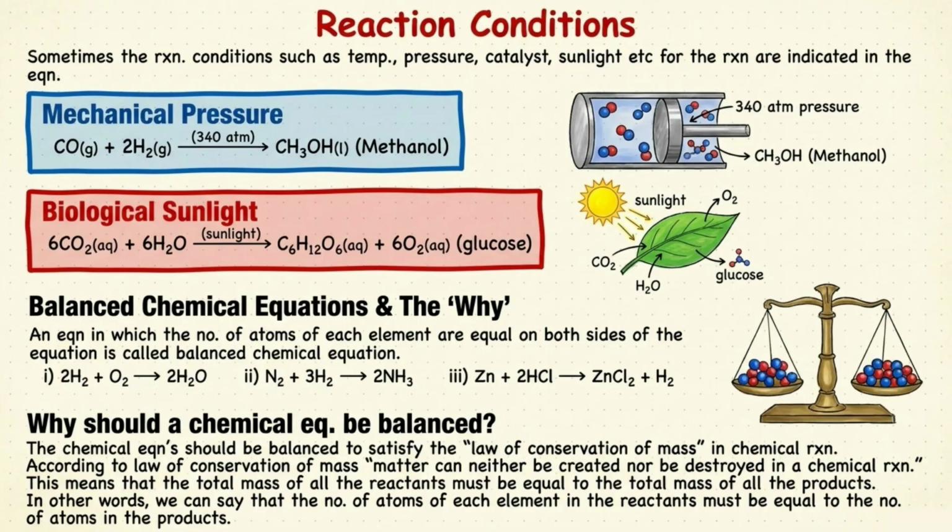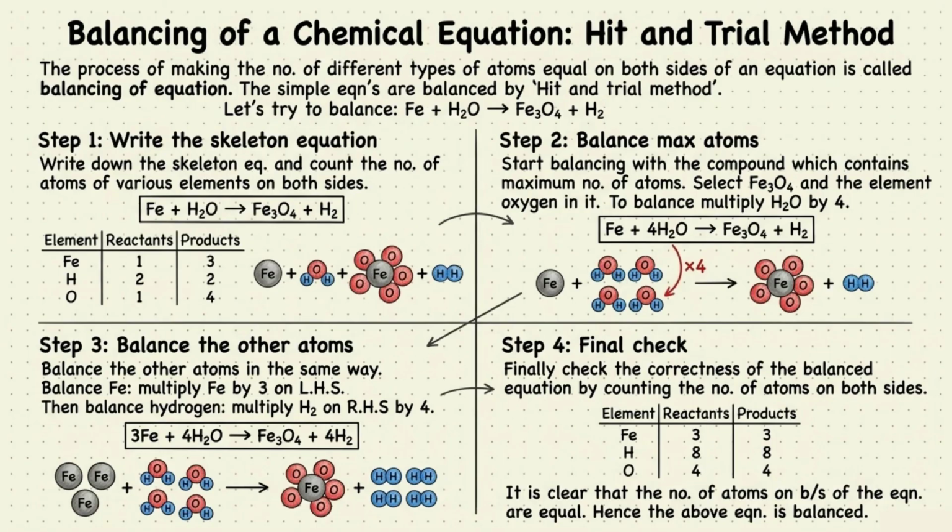Exactly. It is just like balancing a physical scale. If you start with 10 iron atoms on the left side of the scale, you absolutely must have 10 iron atoms on the right side when the reaction is finished. So let's learn how to do this ourselves using a technique called the hit and trial method. We will walk through this step by step.